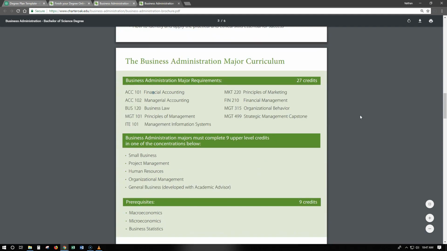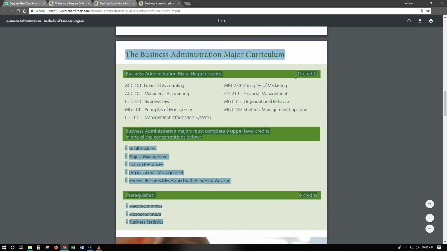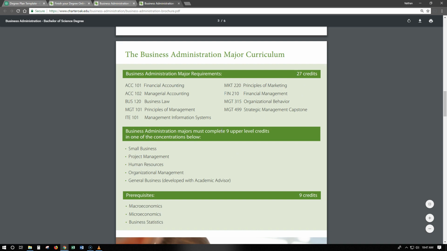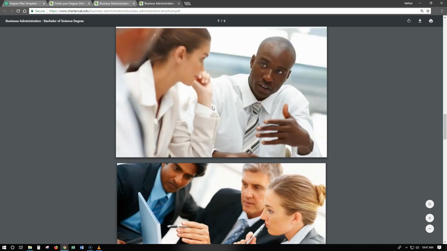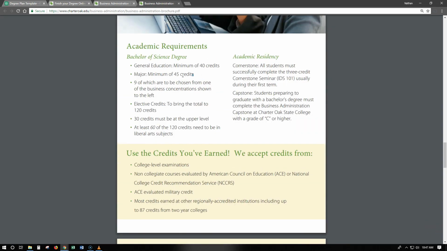This brochure gives us an outline of the business administration major requirements. So these are the specific courses for the major, but this adds up to 27, 36, 45 credits. So we already know that this apparently is not going to be the bachelor's degree. This is only going to be the major. So we know we need 120, and that's 45. Major, minimum of 45 credits.